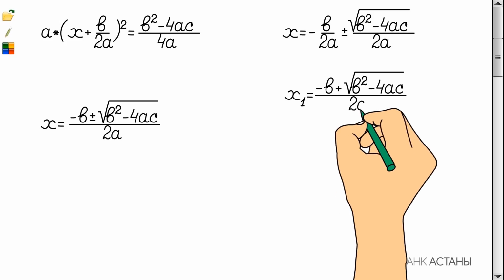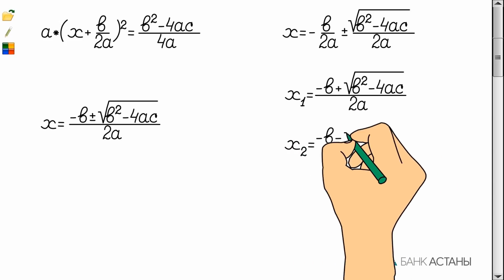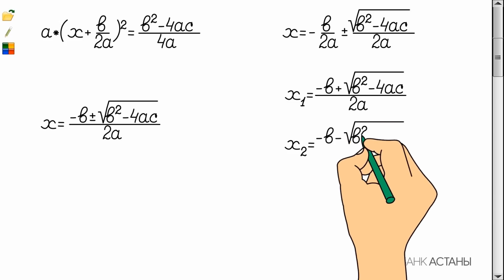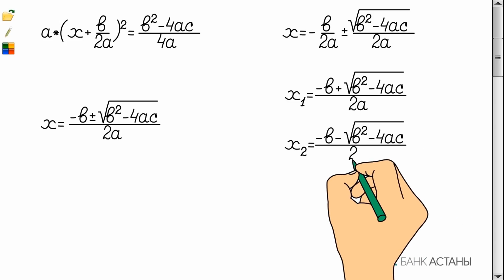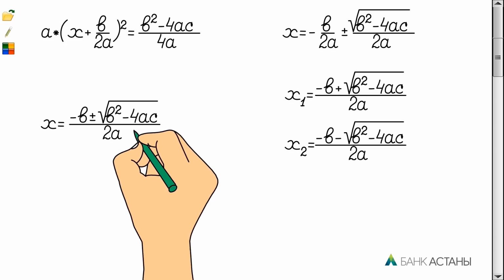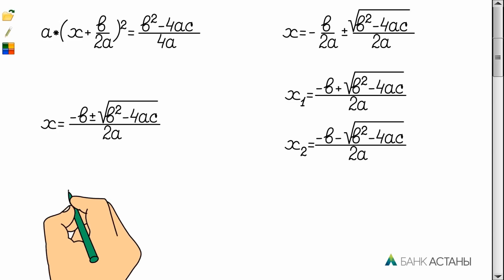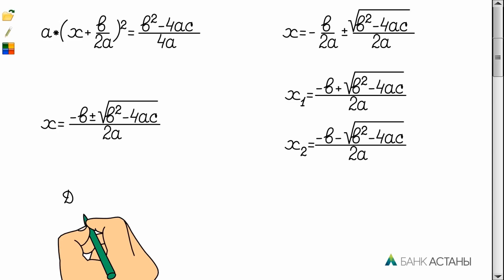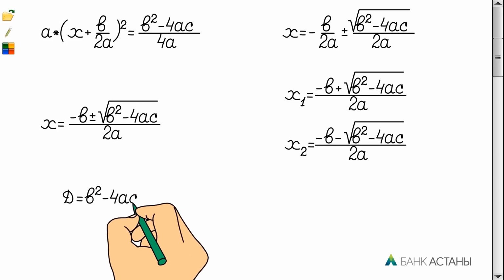And the second root, x2, is equal to minus b minus the square root of b squared minus 4ac, divided by 2a. The quantity of roots of the quadratic equation depends on the value of the square root of b squared minus 4ac. This is called the discriminant of the quadratic equation and is denoted by the letter D. Discriminant is equal to b squared minus 4ac.